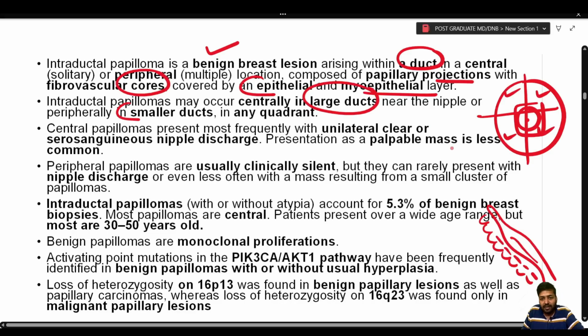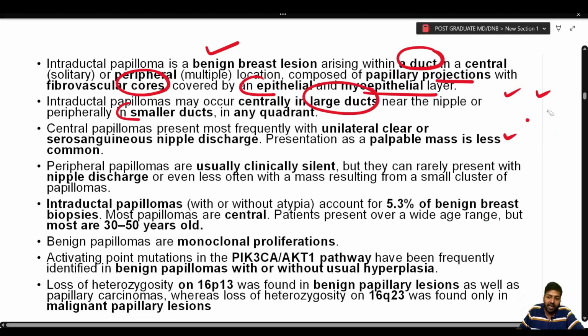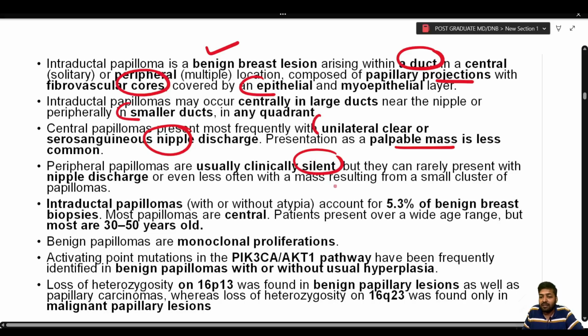Now remember, there are certain differences in papillomas arising from the central or from the peripheral area. So what are the differences? Let us try and understand. Central papillomas present most frequently with unilateral clear or serosanguinous nipple discharge. Presentation as a palpable mass is less common. Peripheral papillomas, on the other hand, are usually clinically occult, or silent, but they can rarely present with nipple discharge, or even less often with a mass resulting from a small cluster of papillomas.